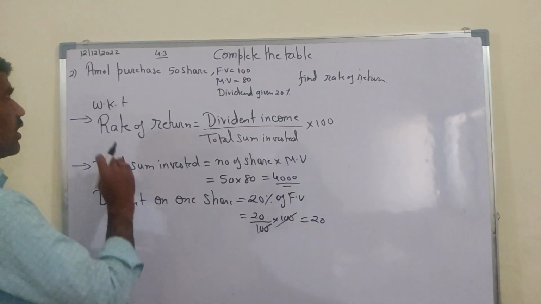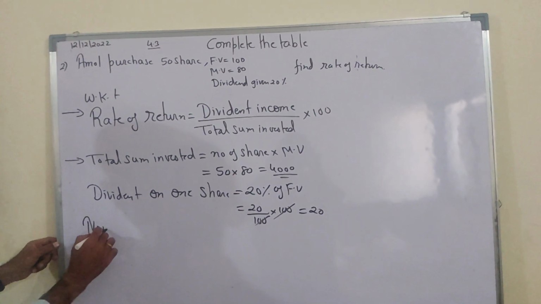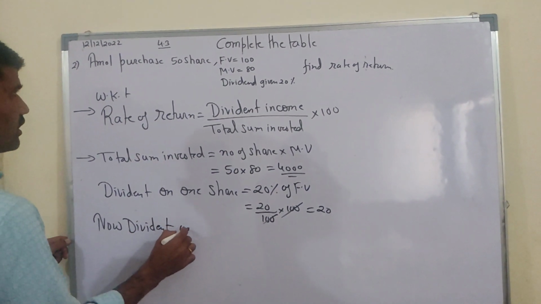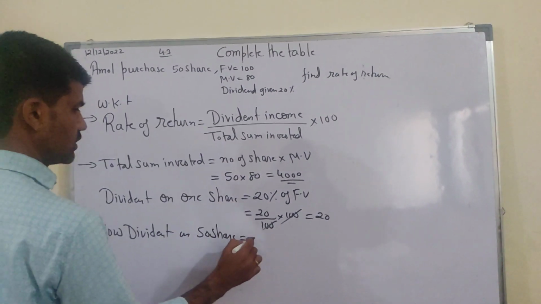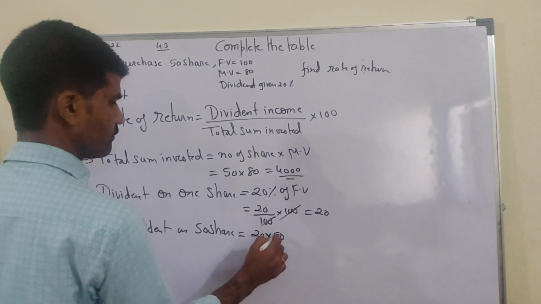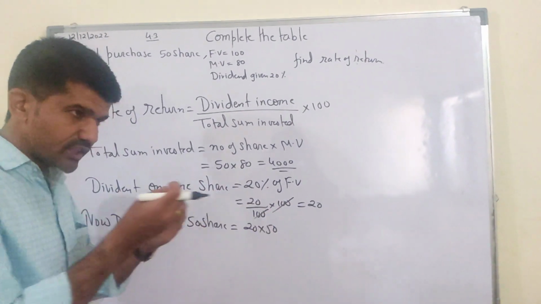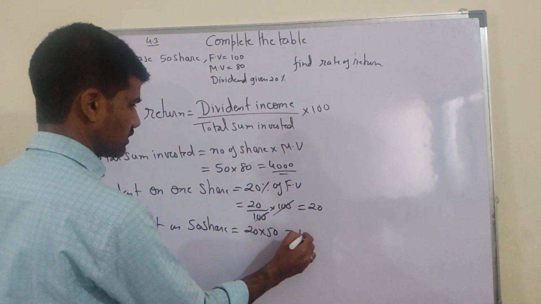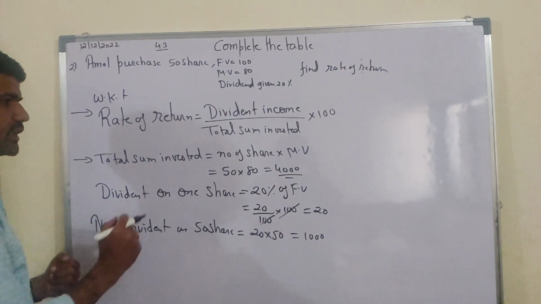How many shares did Amol purchase? Now dividend on 50 shares equals 20 into 50. For one share the dividend is 20, but Amol purchased 50 shares. So the annual profit of Amol will be 1000. Now whatever things we wanted, we got.